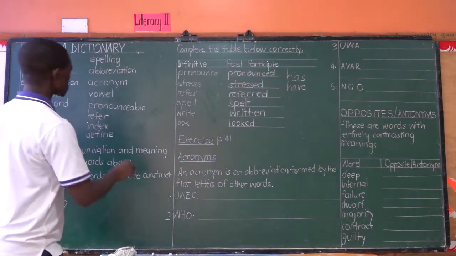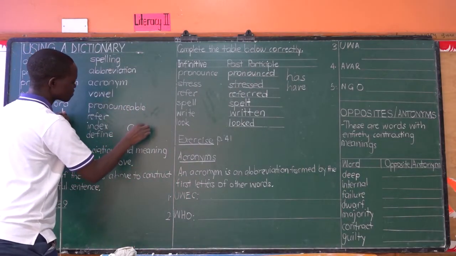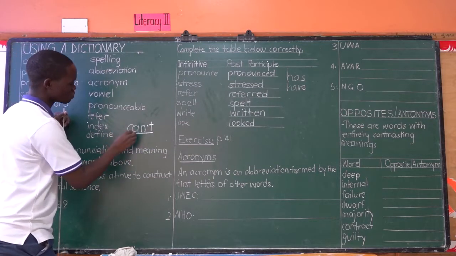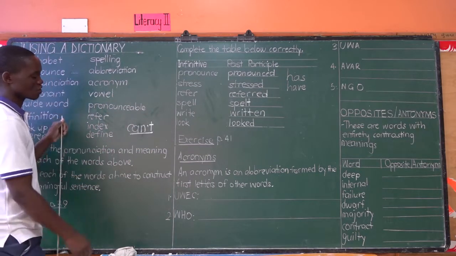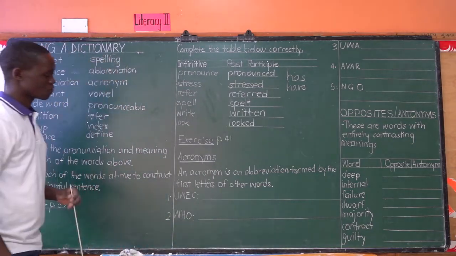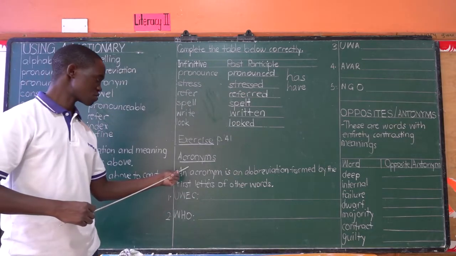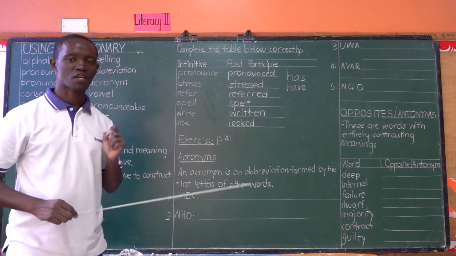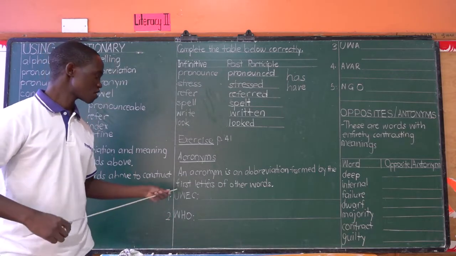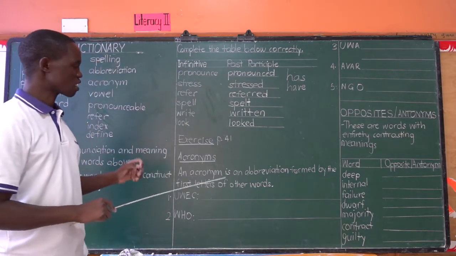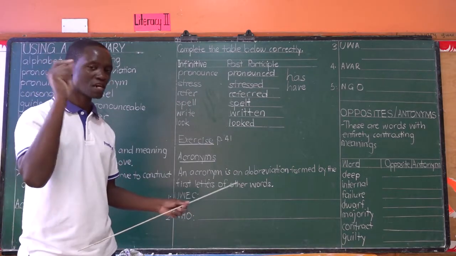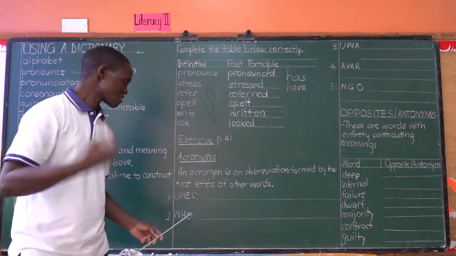Teacher, what about the word can't? Is it an acronym? Wait. Can't is not an acronym because it is not formed from the first letters of other words. What about UWEC? By the way, one important thing you need to learn about acronyms is they can be read as words. An acronym can be read as a word. So an abbreviation formed from the first letters of other words must be read as a word.